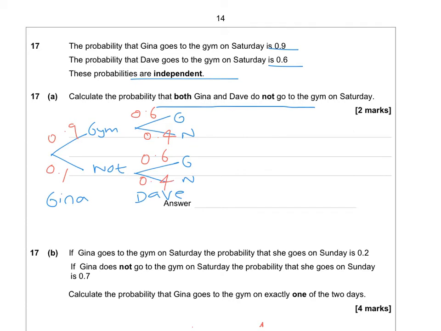The probability that they both do not go to the gym, we need to access this path here, not and not, which means we need to do 0.1 multiplied by 0.4, which is equal to 0.04.